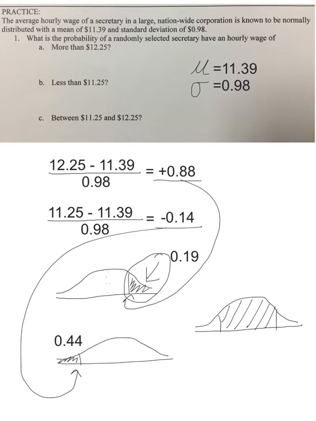And then for our last one, we would just take those two numbers, the negative 0.14 and the 0.88, plug them in as your minimum and your maximum, put those into the calculator, and that's going to find you an area between of 0.37.